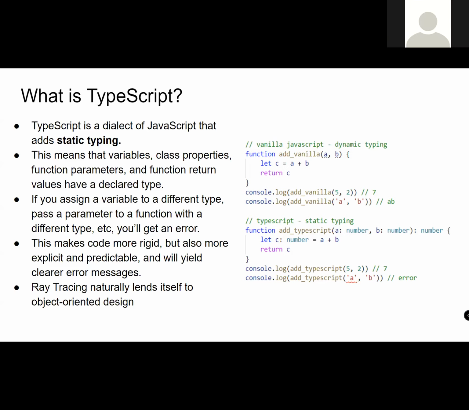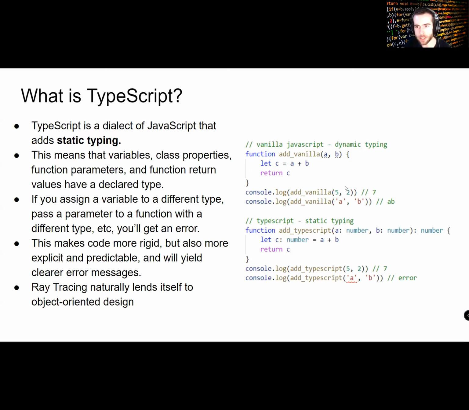Gotcha. I was wondering about the coercion. If the a and b in the last line were actual numbers but still strings, would it do the coercion and accept that, or would it just say no, you can't do that either? No, it wouldn't. Okay. Yeah, that's one of the weird parts about JavaScript, right? It does that type coercion. So no, it would just give you the error still. It's a good question.